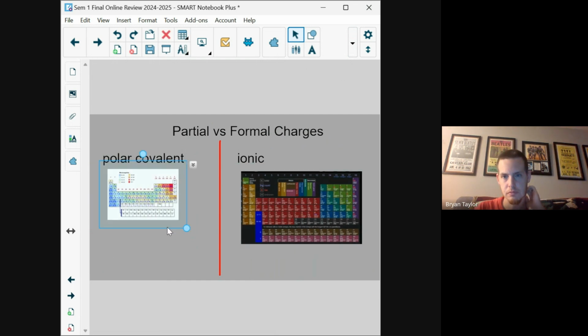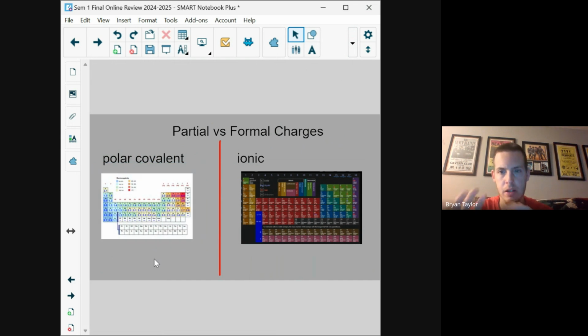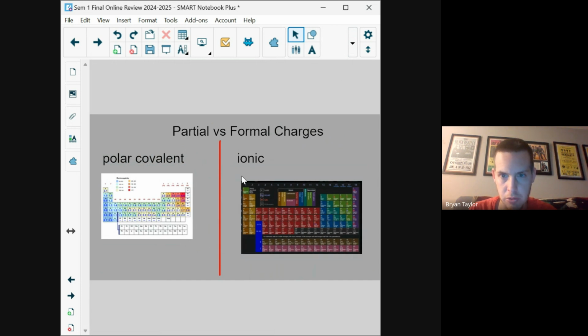All right. Let me make this a little bit bigger. Okay. So here's kind of what it comes down to with the partial charges. I'm actually going to change this to 42 flat. Pardon me. It comes down to this. Ionic charges or formal charges are the exact same thing we just talked about. It is literally the +1, +2, +3, +4.